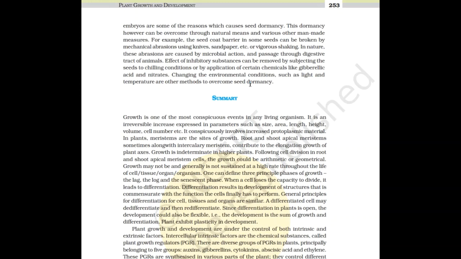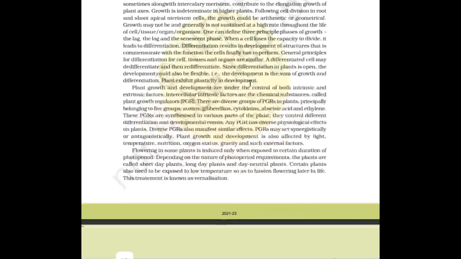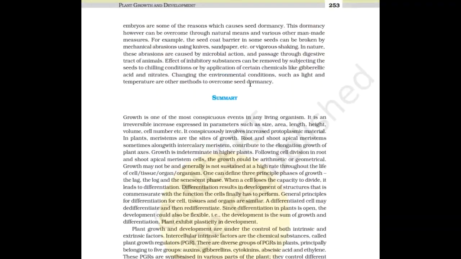For example, the seed coat barrier in some seeds can be broken by abrasion caused by microbial action and passage through the digestive tract of animals. The effect of inhibitory substances can be removed by subjecting the seeds to chilling conditions or by application of certain chemicals like gibberellic acid and nitrate, changing the environmental conditions such as light and temperature, or other methods to overcome seed dormancy. Let us see the last part of this chapter, summary.